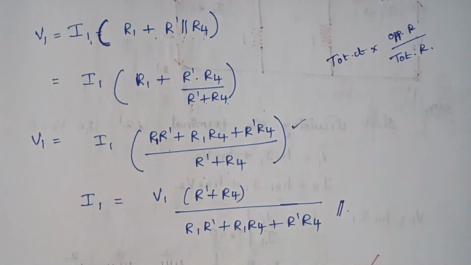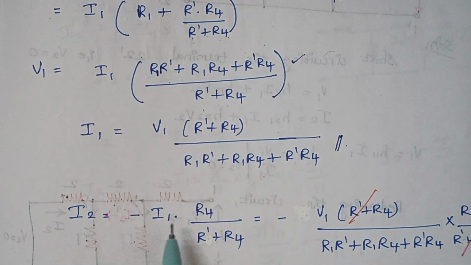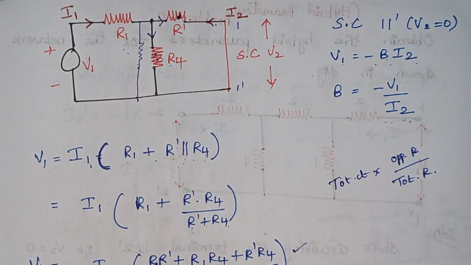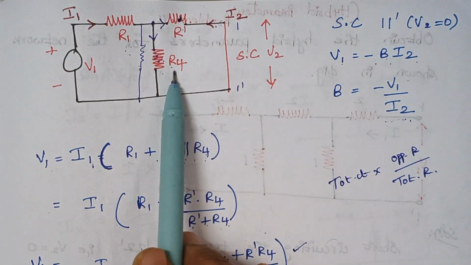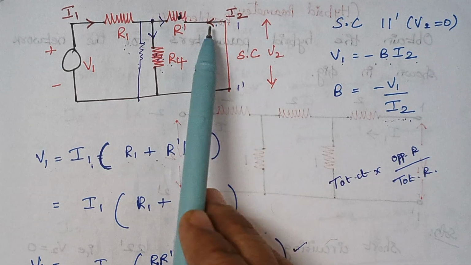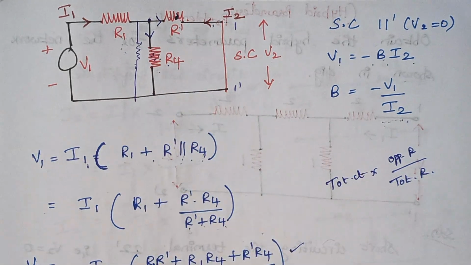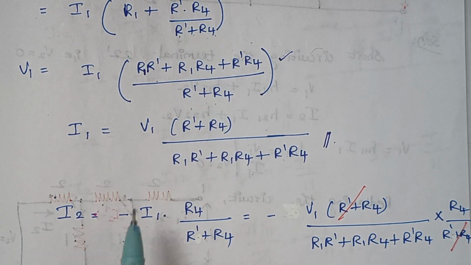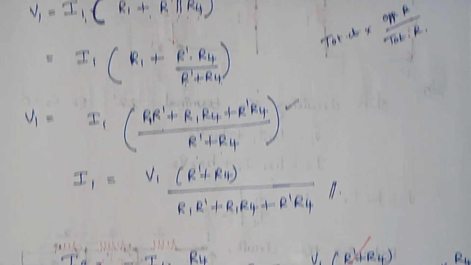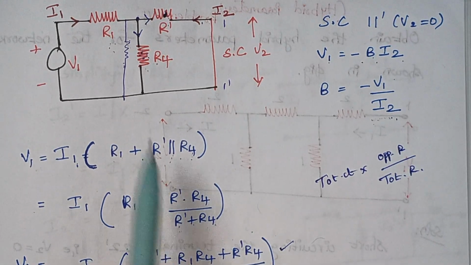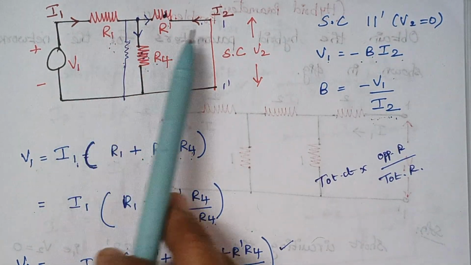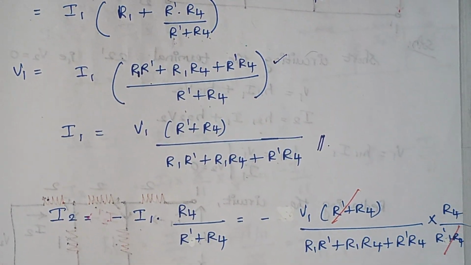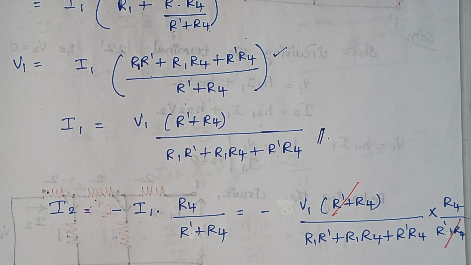So this is what I had written here. Okay, the total current is I1 and the resistance which is opposite to the current I2 is R4 and divided by here the total resistance is R dash plus R4. So why here we are putting a minus sign? Because the direction of I2 and I1, you see again when you look at this diagram, the direction of the currents are opposite to each other. Therefore, I2 is equal to minus I1 into R4 divided by R dash plus R4.